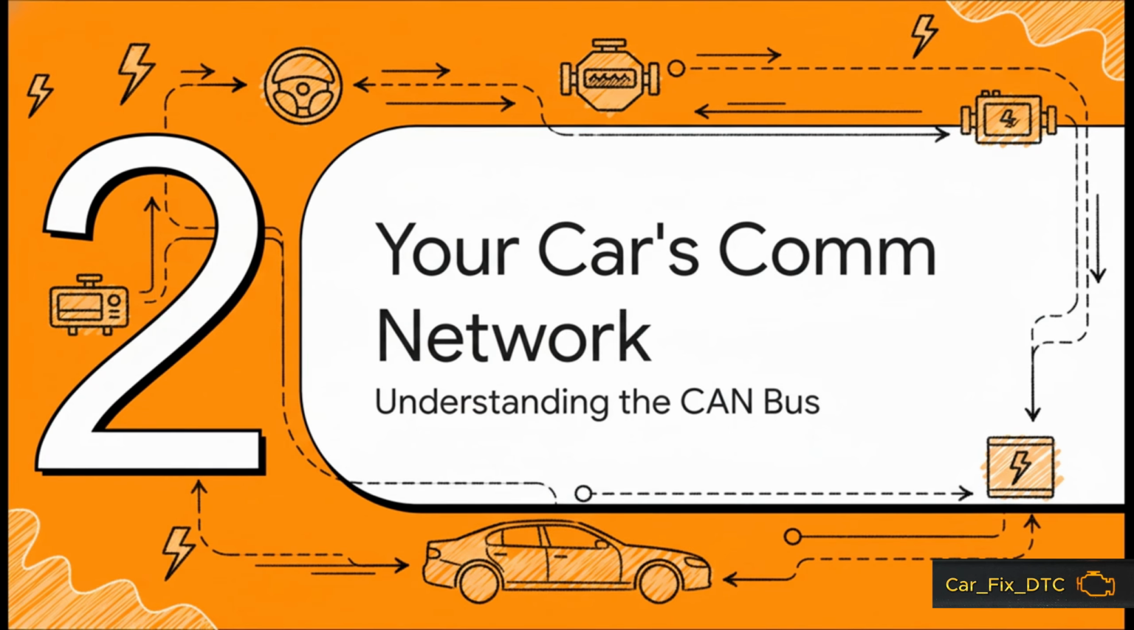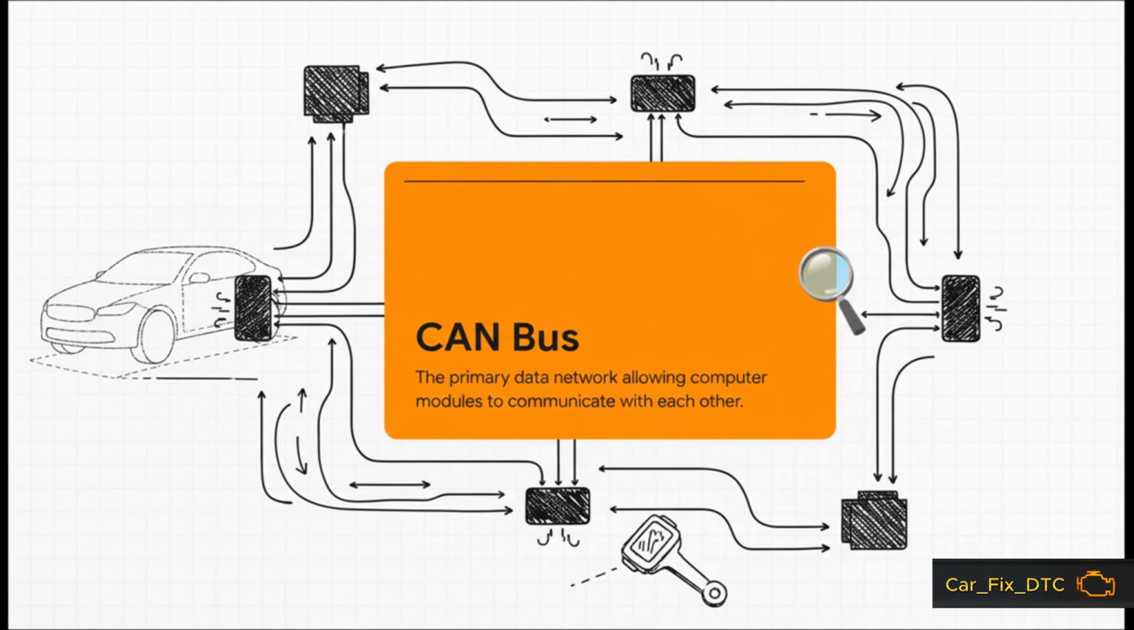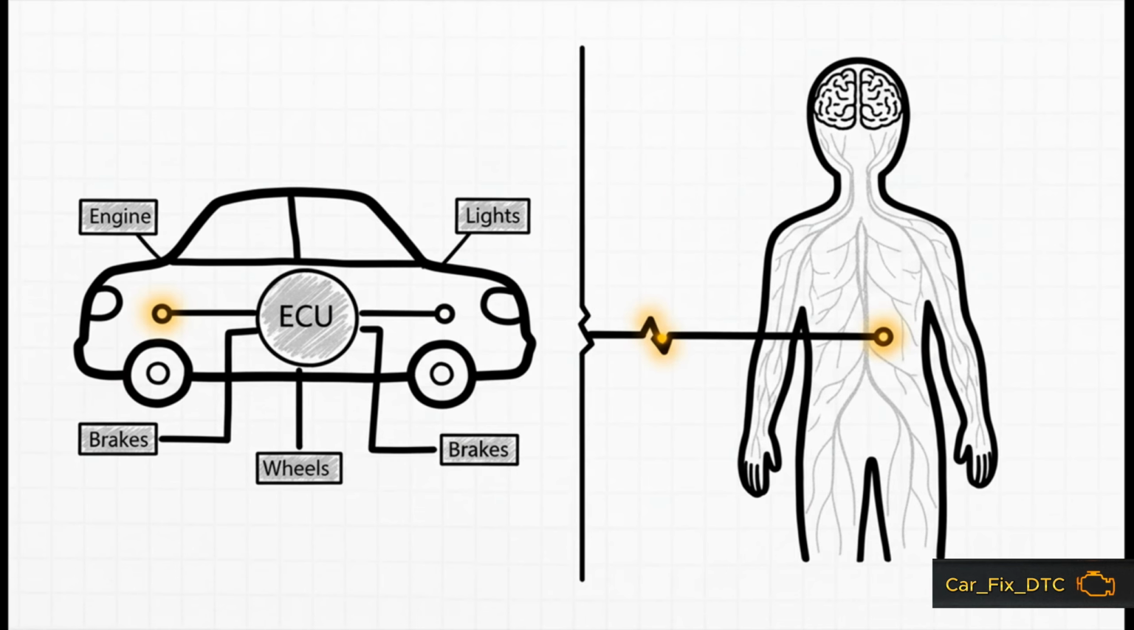Okay, so if the computers aren't talking, what network were they even on in the first place? To really get this, we've got to talk about the system that's actually failed, the CAN bus. The Controller Area Network, or CAN bus for short, is basically the digital backbone of any modern vehicle. It's this intricate web of wiring that lets all the different little computers, or modules, share information and work together as a team.